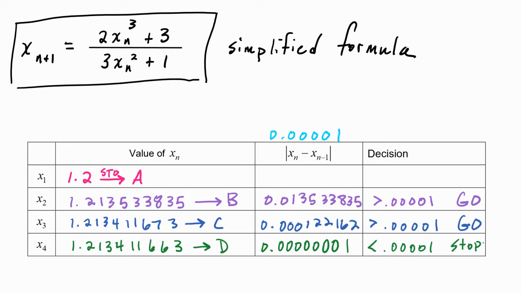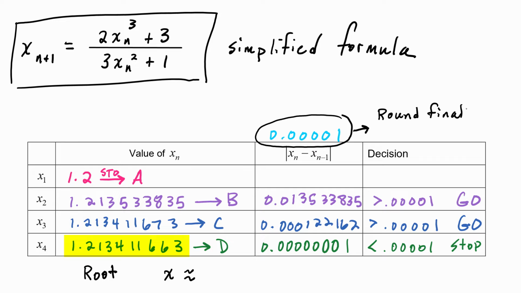Now we have to answer the question, which was to approximate the root. So we will say that the root is that x is approximately equal to, now we don't give this whole entire number here because since we have an accuracy of 0.00001, that tells you to round the final answer to 5 decimal places.